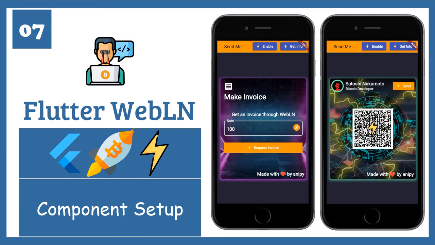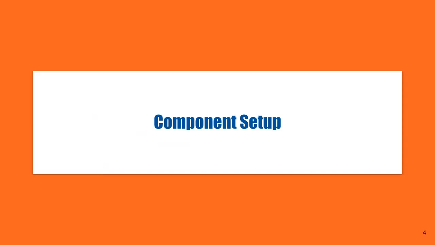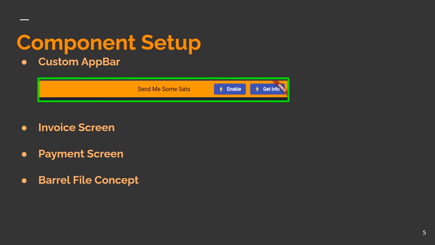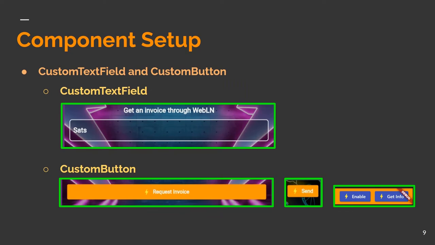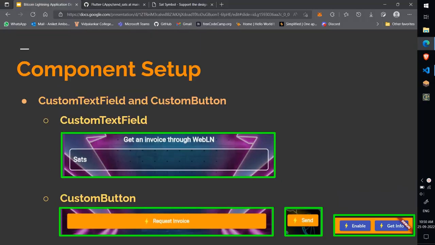Lecture 7, Component Setup, CustomTextField and CustomButton. In the previous lecture we'd created the dark overlay above our image container to make the white text stand out from the image. In this lecture we will be creating CustomButton and CustomTextField that we'll be using further in our InvoiceCard and PaymentCard.